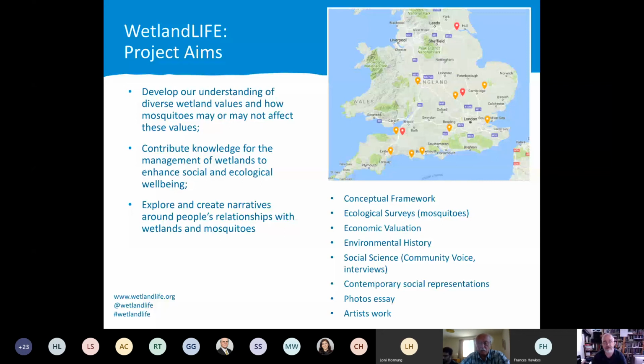And we were working across 12 different sites across England, which you can see marked on the screen there. We had the ecological mosquito sites across all 12 sites, and the sites marked in red were those sites where we were doing socio-cultural, economic valuation work in more detail. So the wetlandLIFE project overall was looking at a broad socio-ecological, cultural valuation of wetlands with a focus on mosquitoes, and you'll hear more about that focus today.